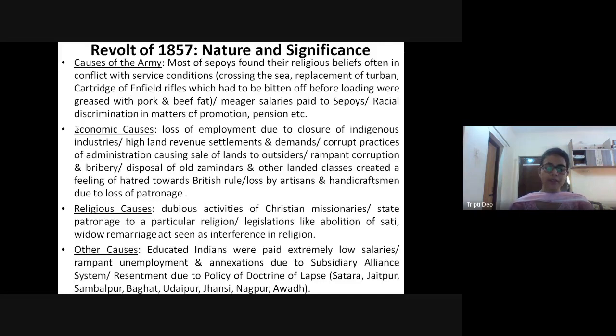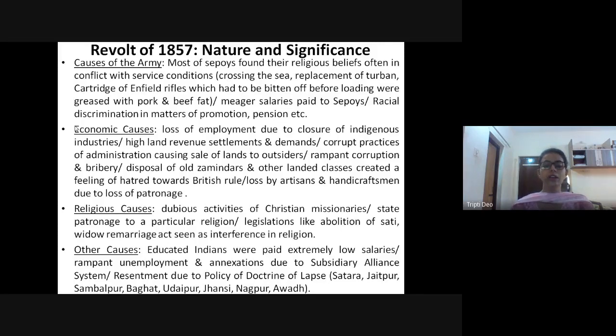There were also many economic causes. We have already discussed many economic causes yesterday and today, in my previous points and the first theme. There was major loss of employment due to the closure of indigenous industries. By indigenous industries, I mean the handloom, cotton, textile, craft industries, the paintings, all of these industries that required major skills, and generations of families were involved in these activities. They had lost employment because they required patronage, which they got from kings before, and also British manufactured goods replaced these indigenous industries.